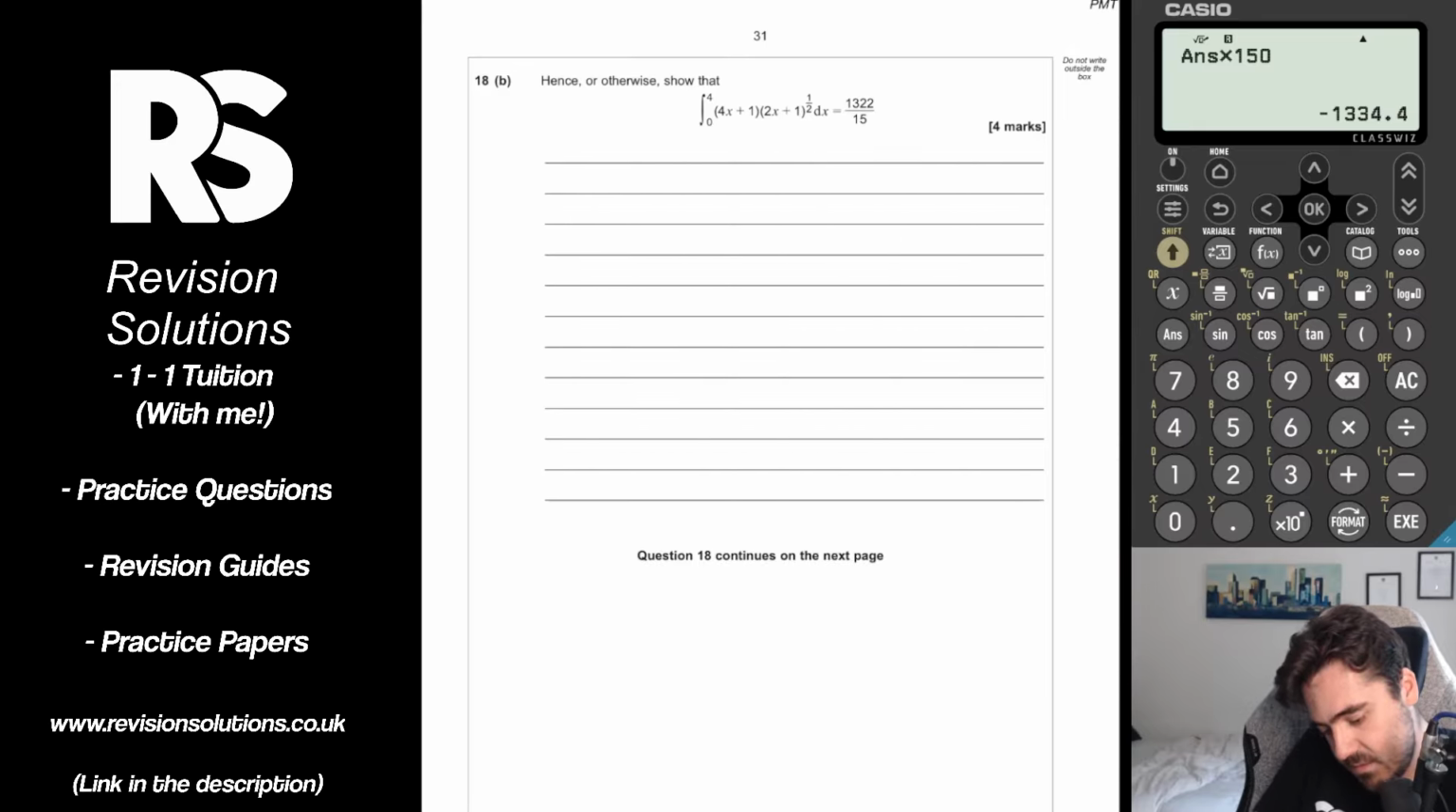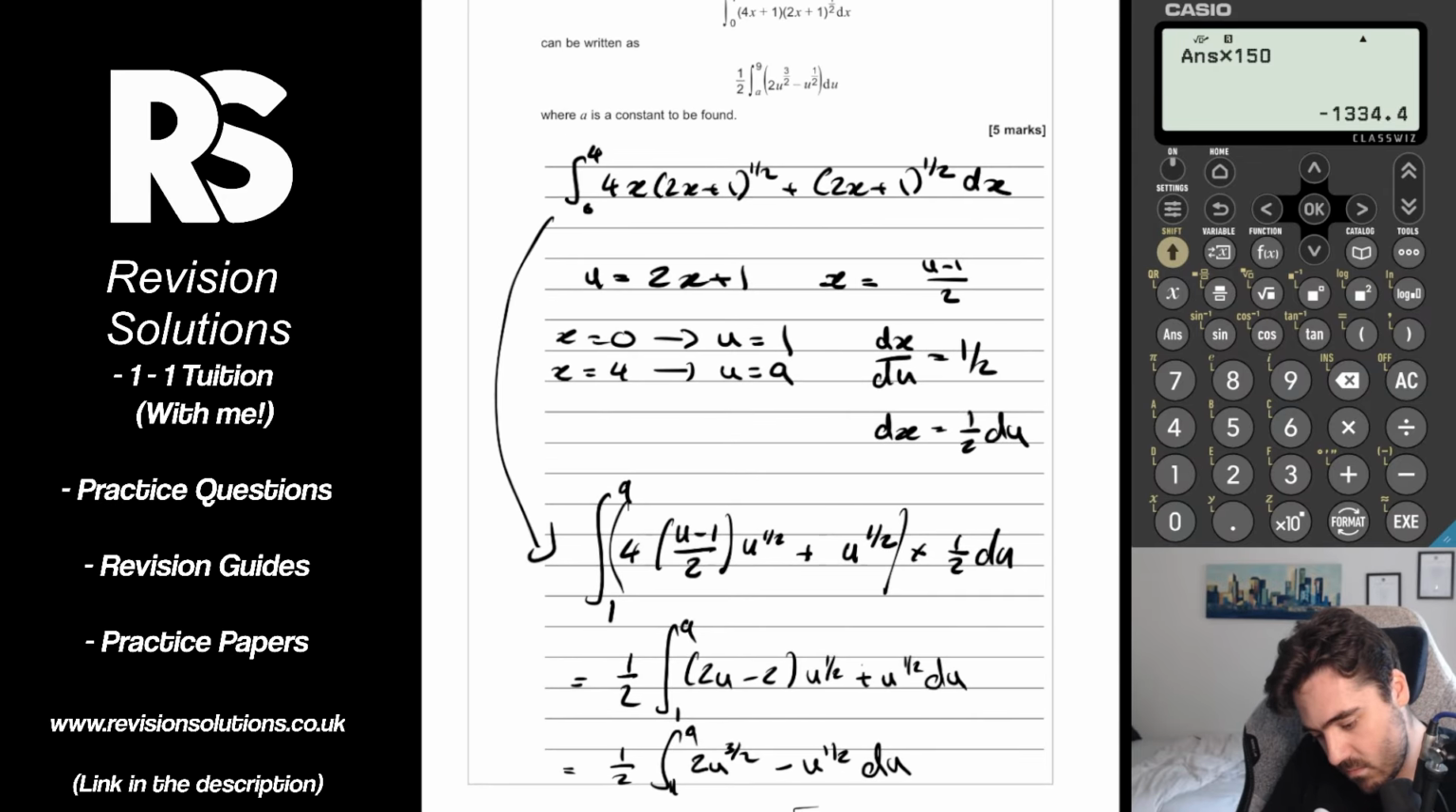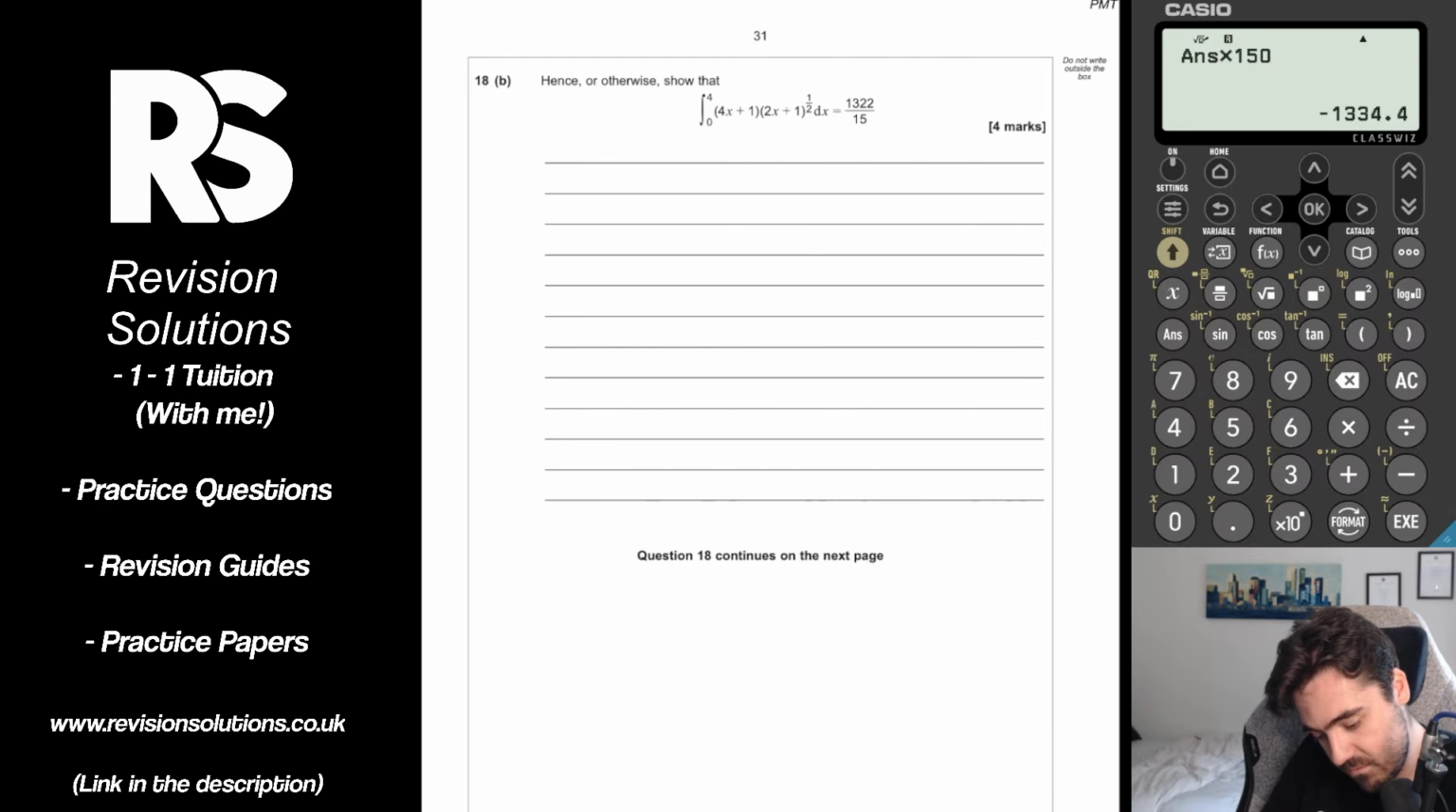Then it says, hence or otherwise, evaluate the integral. Well, we've done the hard work now. All we have to do is do this integral, which is just a power rule. So even if you didn't manage to get the first bit, guys, you could still do part B. That's something you learned in the first year of A-levels, and it's still 4 marks, so a lot of marks on offer for an easy question.